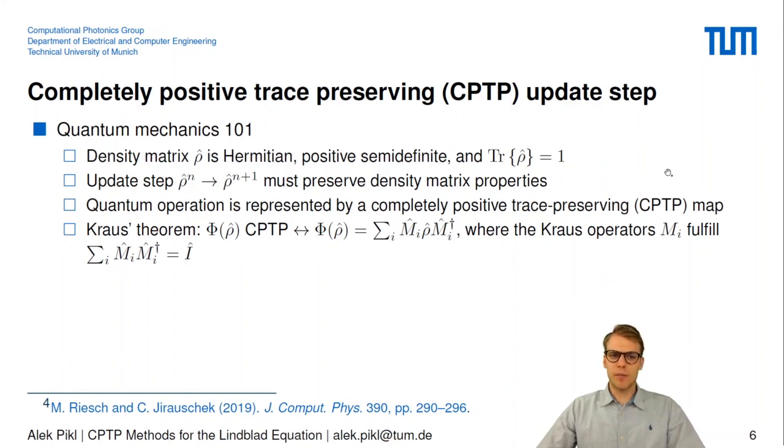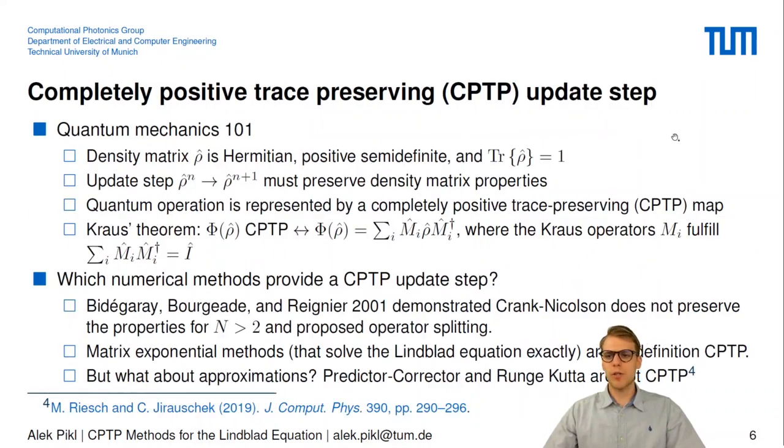When we want to prove that a time step is completely positive and trace-preserving, we use the Kraus theorem, which says that if the map or update step is CPTP, then we can rewrite this update step as the sum over i of M_i ρ M_i Hermitian, and those M_i are Kraus operators, and they have to fulfill the condition that the sum over i of M_i Hermitian M_i equals the identity matrix.